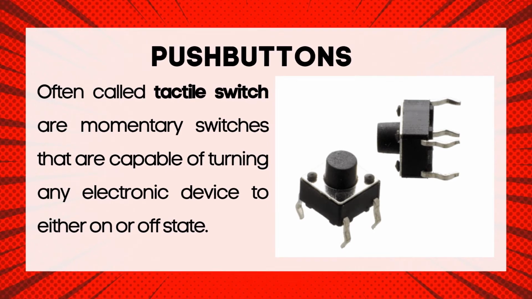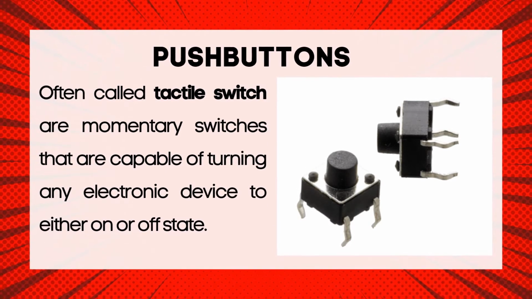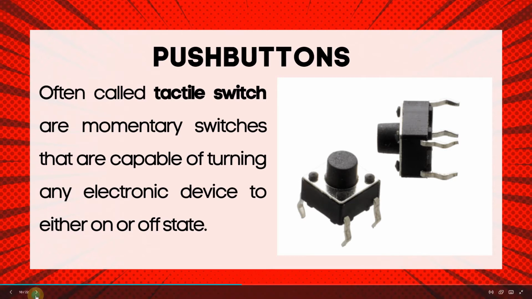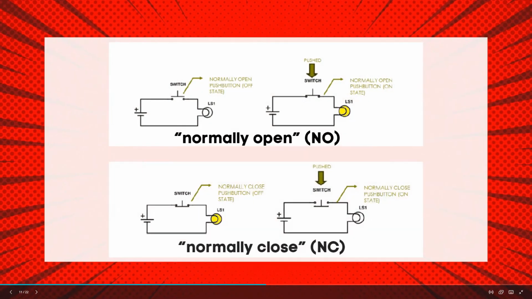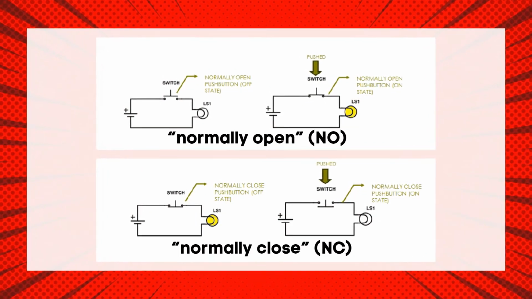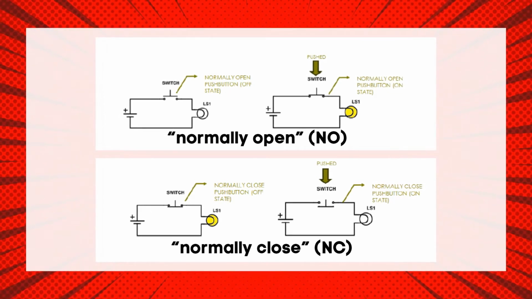Now, we have here our push button. Push buttons, often called tactile switches, are momentary switches that are capable of turning any electronic device to either on or off state. When a momentary switch is not actuated, it is in its normal state. A normal state can be an open circuit or short circuit. A push button that acts as an open circuit unless it is actuated is called normally open or NO.